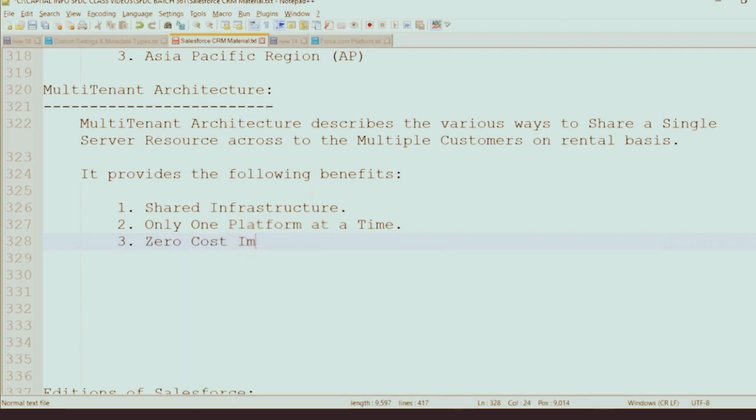Zero cost improvements. The third benefit is zero cost improvements. What do you mean by this zero cost improvements here? Improvements means what? New features, upgradations. Zero cost means what? Free of cost.